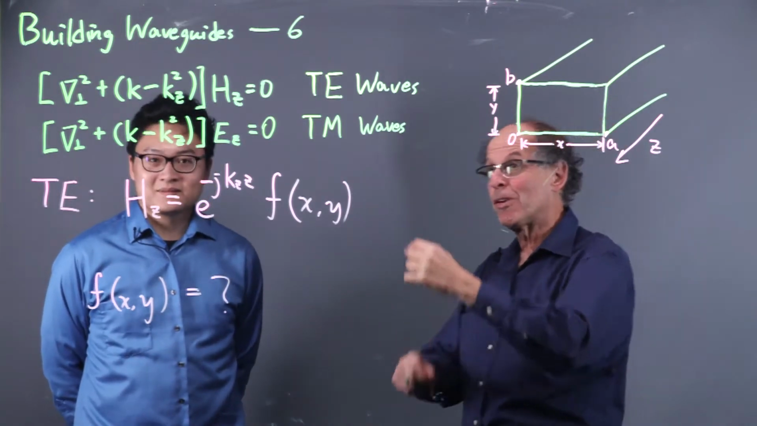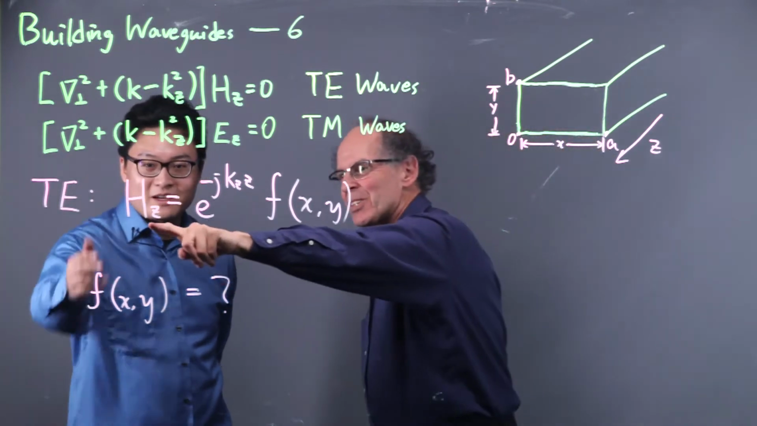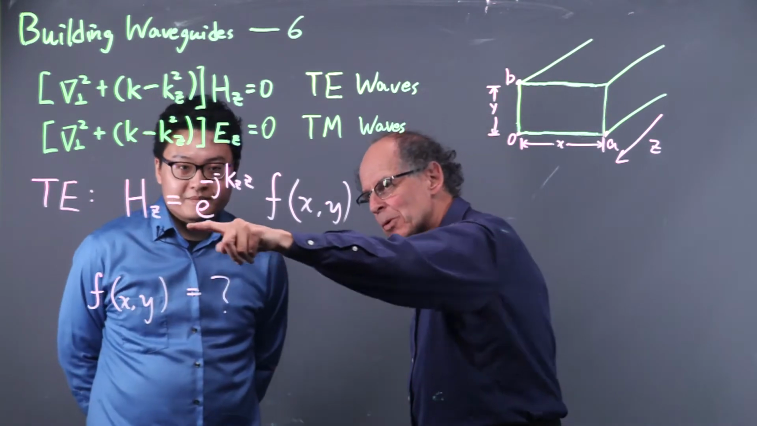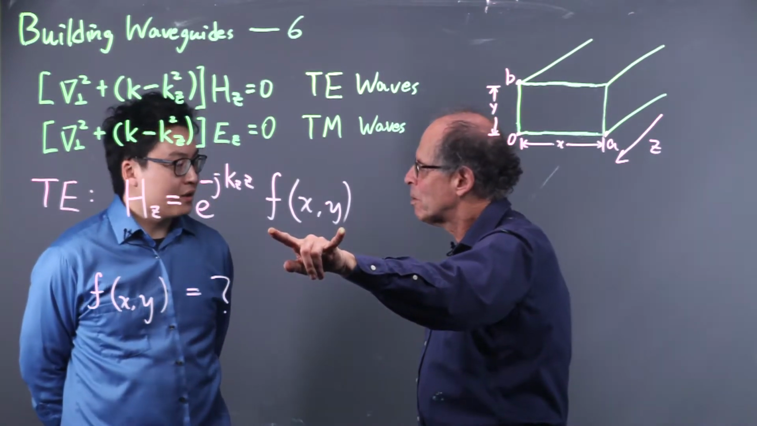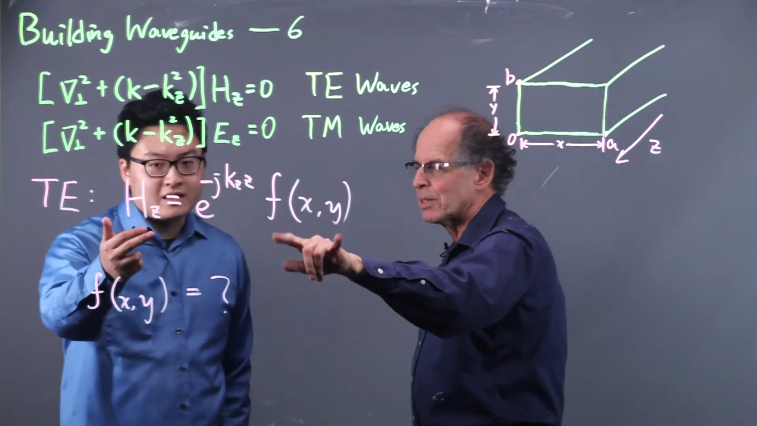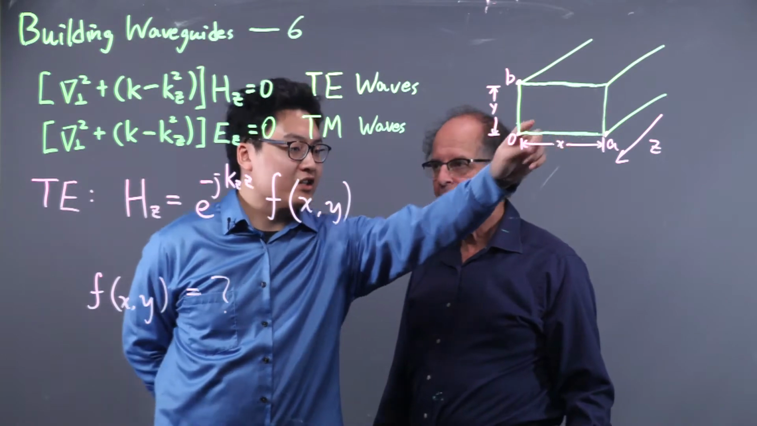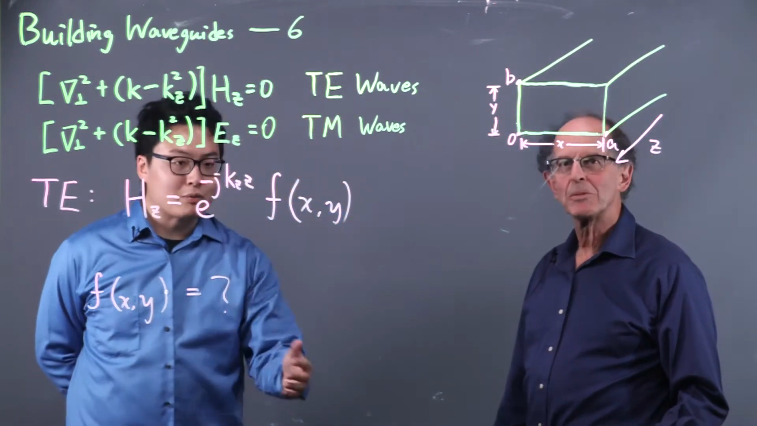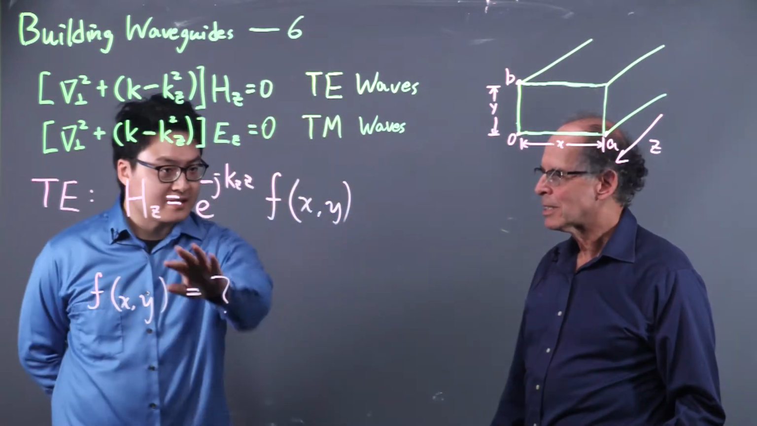So let's focus on TE. Yeah, let's try it. Okay. Well, I guess we have this written out already. So that's the wave part, and this is the thing we don't know. Well, Hz doesn't only exist in one location on the waveguide. It exists on the entire xy plane. So we want to know what Hz is across the entire waveguide. Is that what it is?